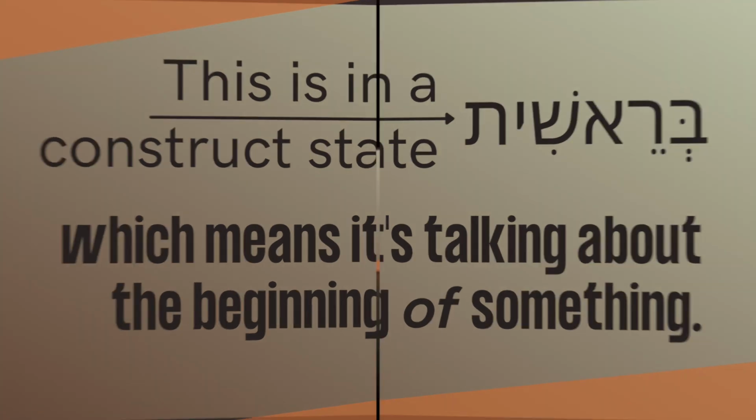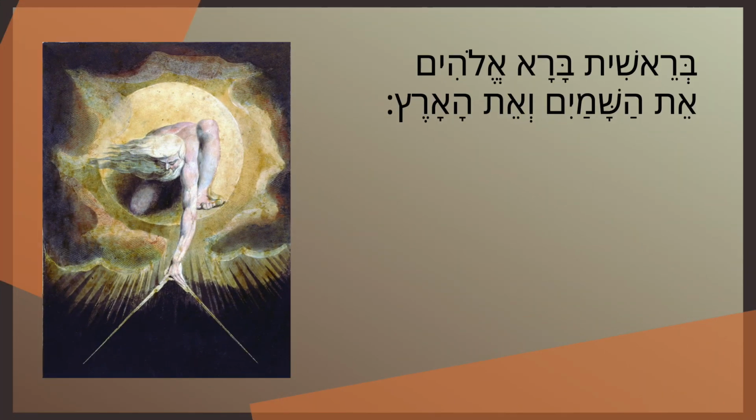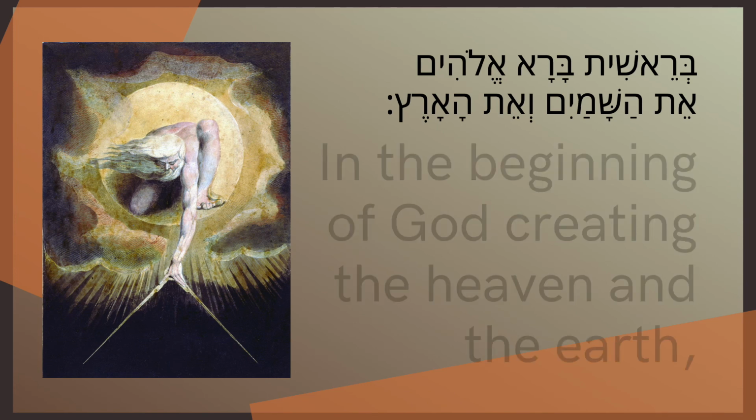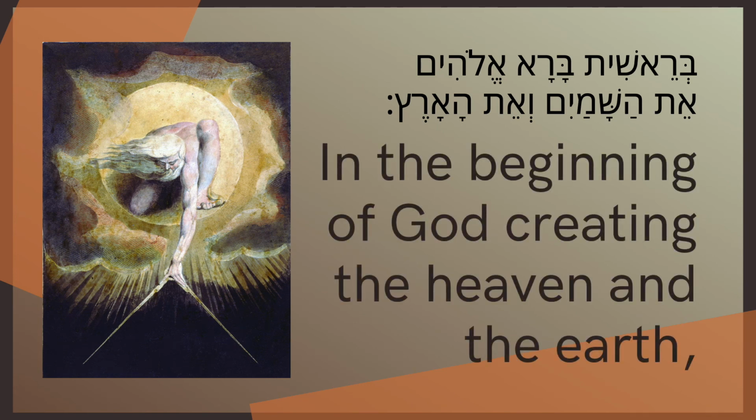of something. So now I'm going to read Genesis 1:1 again with this construct state actually present in the translation, and it'll be pretty obvious that this can't be a complete sentence. In the beginning of God creating the heaven and the earth. Okay, well, obviously the sentence must go on, right? In the beginning of God creating the heaven and the earth, what? The what is actually what's found in the following verses.